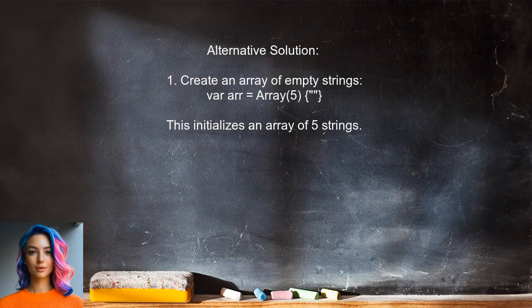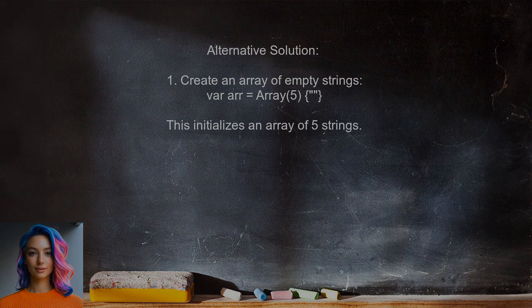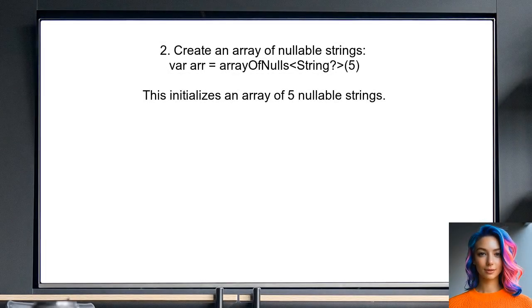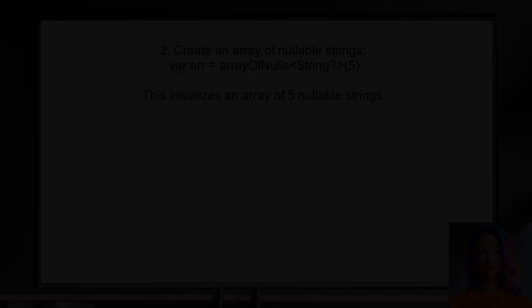One alternative way to create a string array in Kotlin is by using the Array constructor. For example, you can create an array of 5 empty strings with the command var arr = Array(5) { "" }. Another option is to create an array of nullable strings using var arr = arrayOfNulls<String>(5). This will give you an array of size 5 with all values set to null.